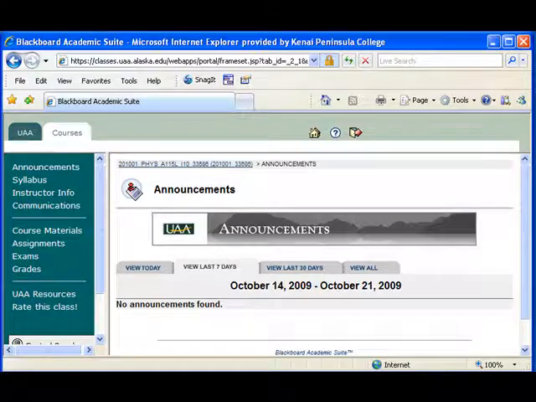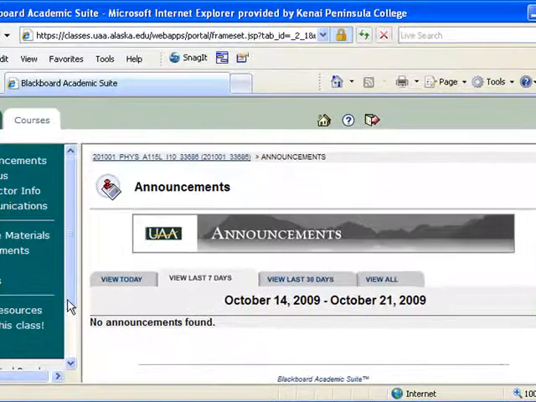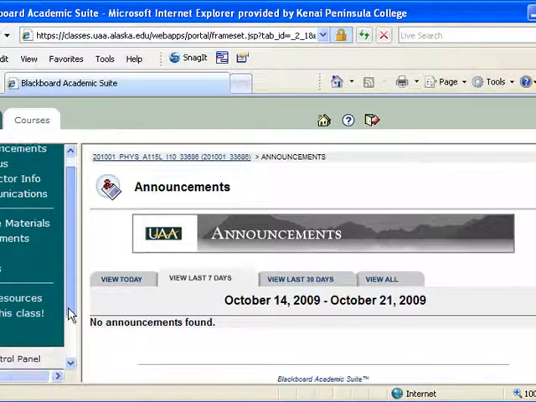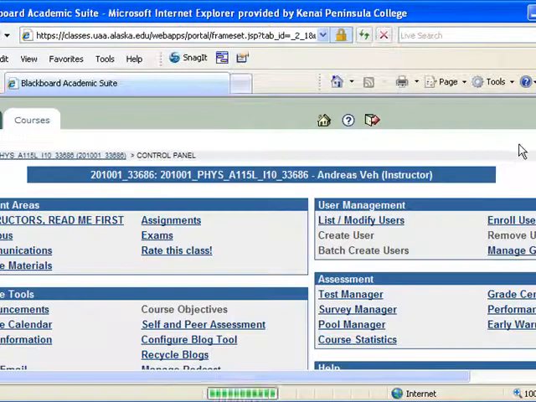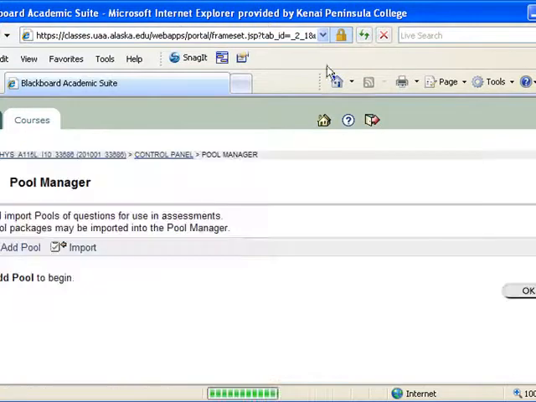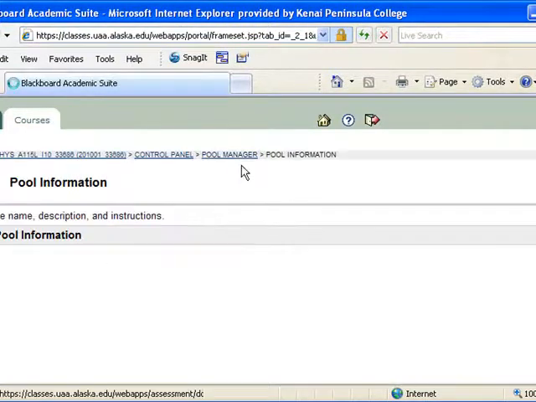This is a recording for how to implement calculated formula problems into tests. So I just go to some arbitrary Blackboard shell that I'm using, and I'm going to go to Pool Manager, and I'm going to start a new pool here.